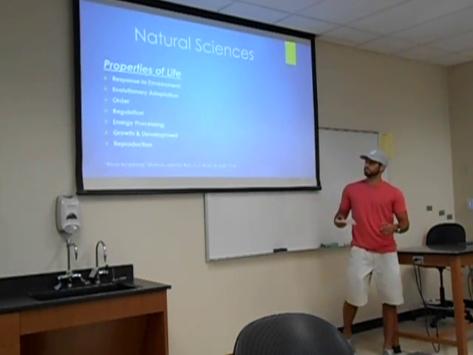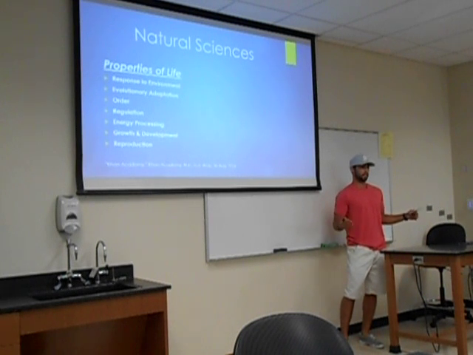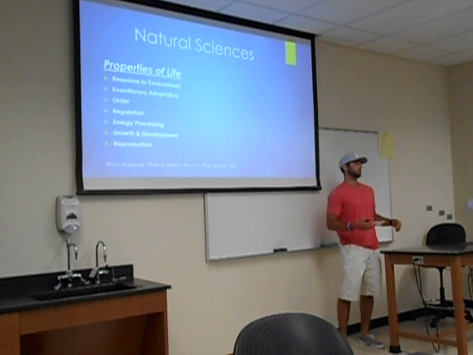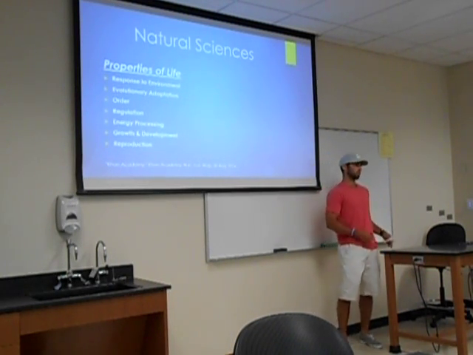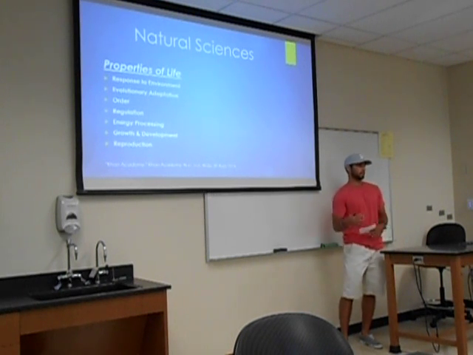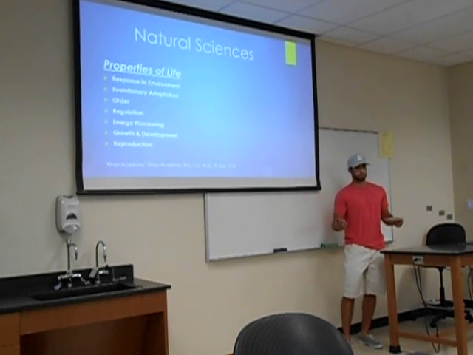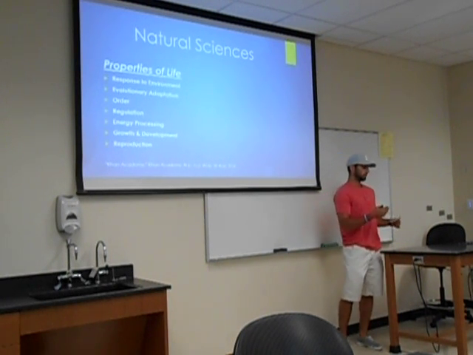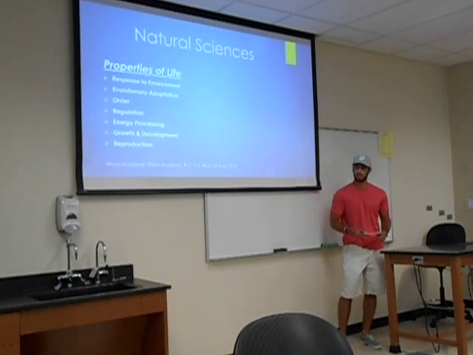Fourth is regulation, like homeostasis, the ability of the body to regulate or maintain a balanced level within the body. For example, we want our pH level to be 7. If it's lower, we put stuff in our body to maintain that 7 pH level. And then energy processing. For humans, we eat food to gain nutrients to produce energy. For plants, they get CO2 from the air plus sunlight to produce sugar to give them energy.